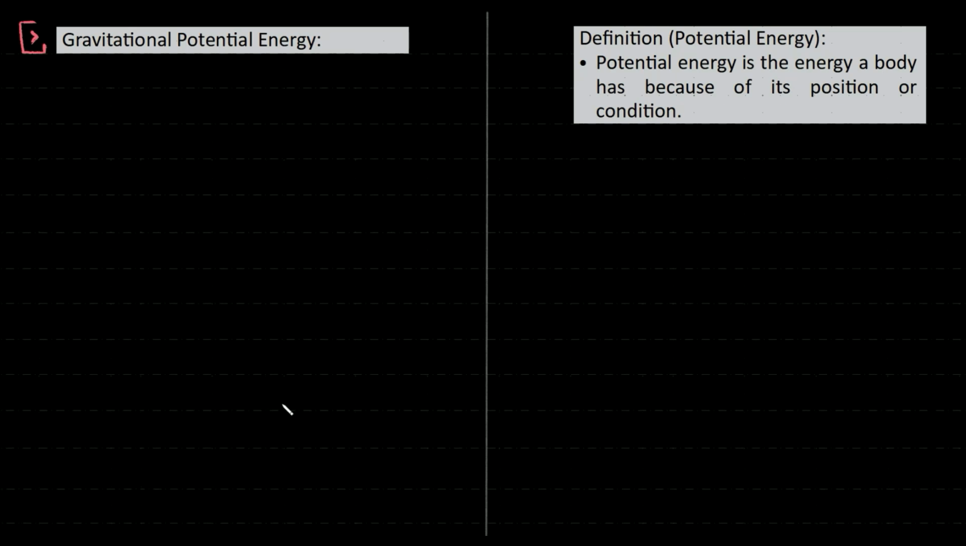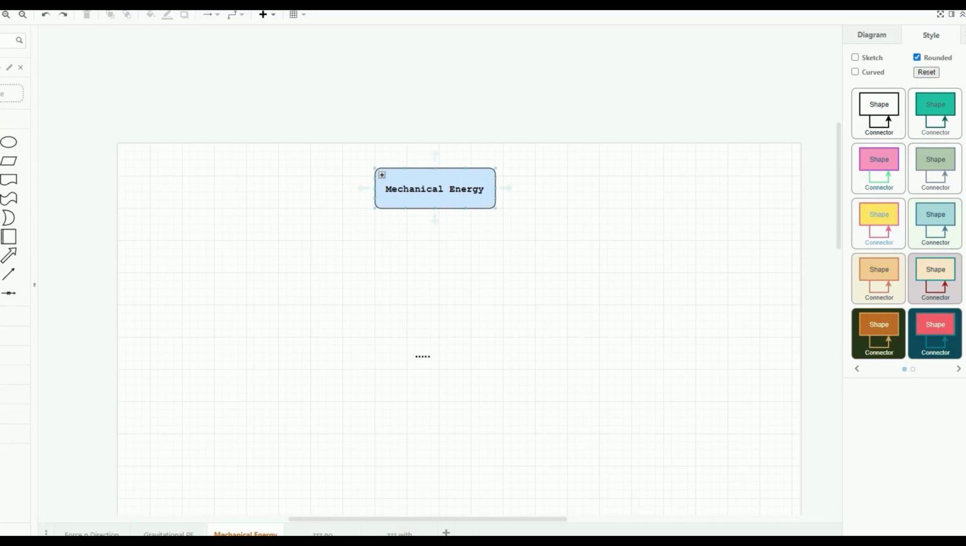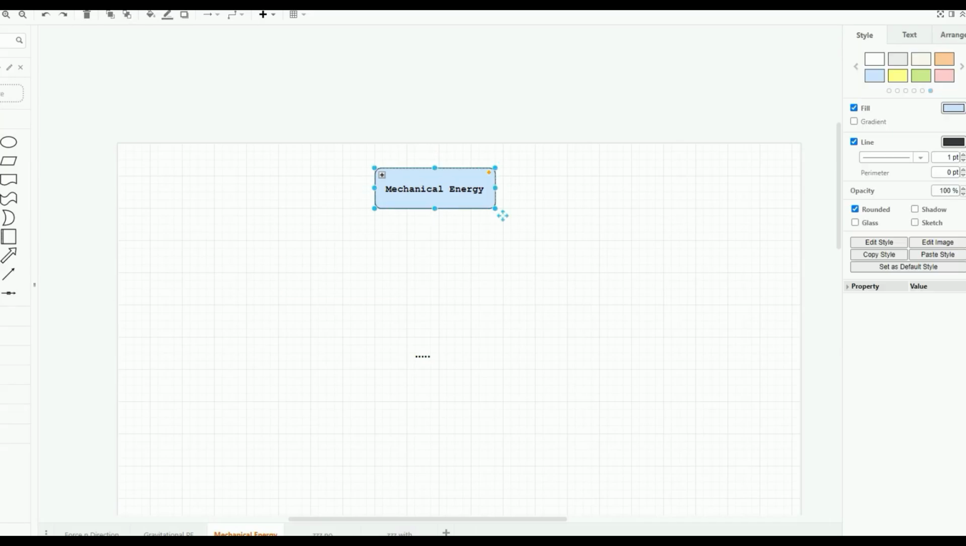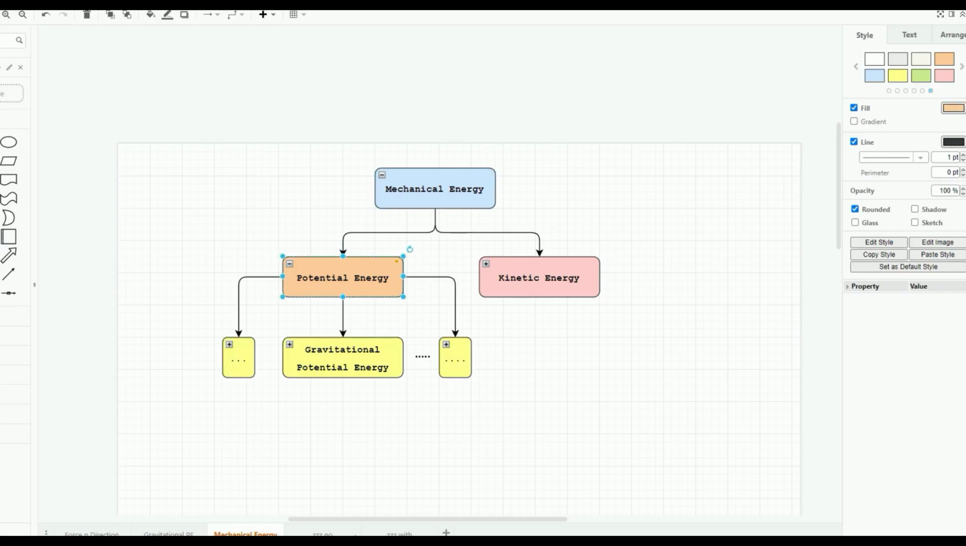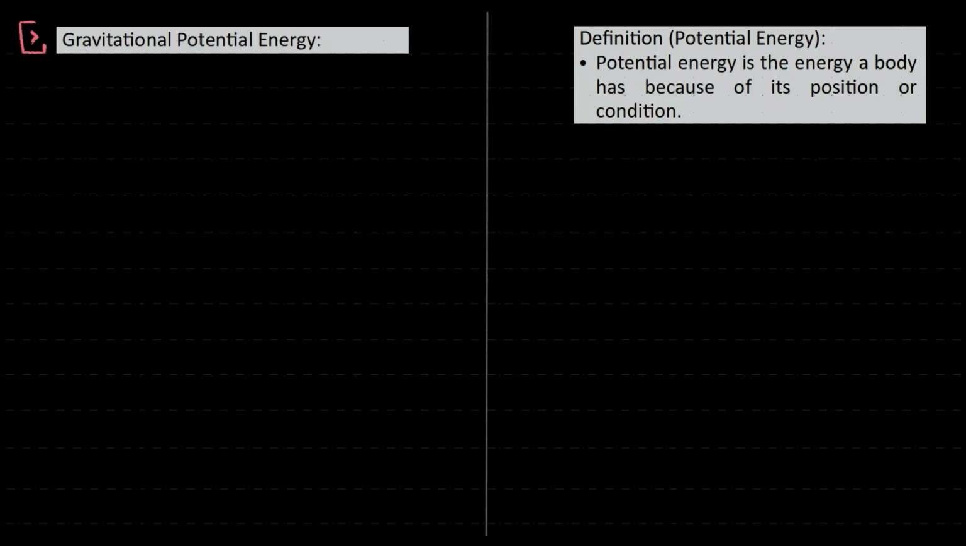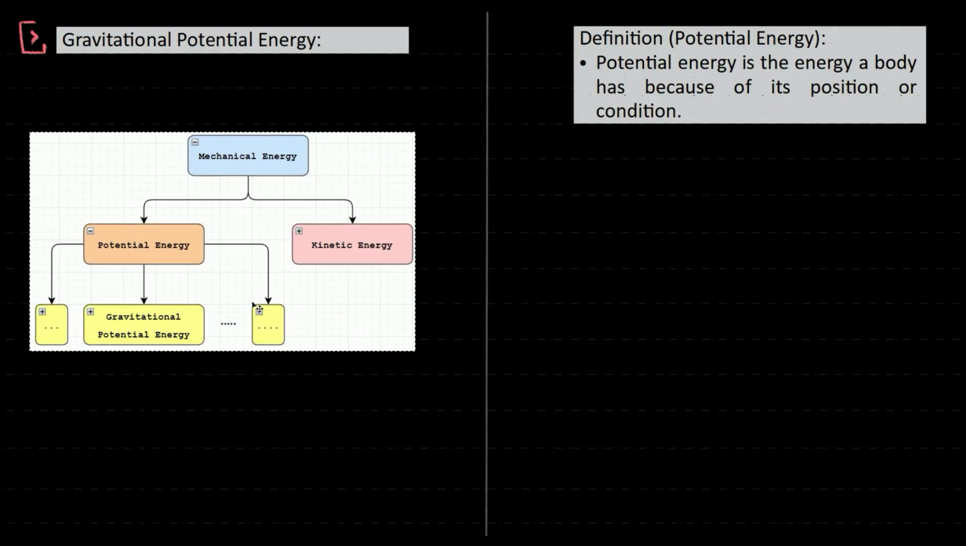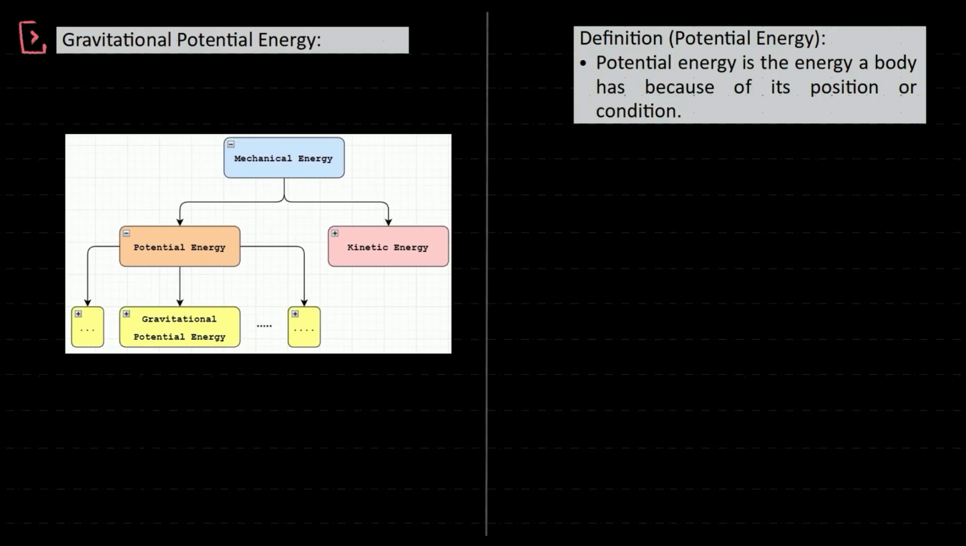In the following set of videos, we're going to discuss gravitational potential energy. So we saw that under energy, we have mechanical energy. If we open up mechanical energy, we have the potential energy and kinetic energy. Under potential energy, we have the gravitational potential energy. So we're going to start off with understanding these potential energies and then understand kinetic energy and then understand mechanical energy. Okay, guys. So this sequence of things you should understand and learn.